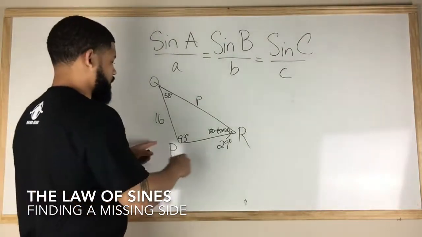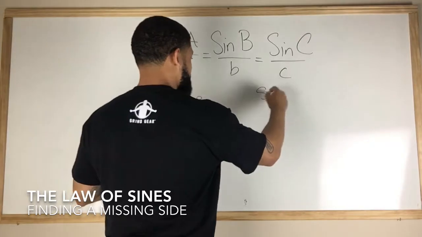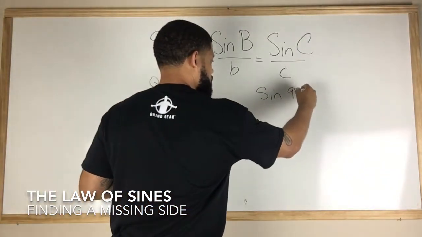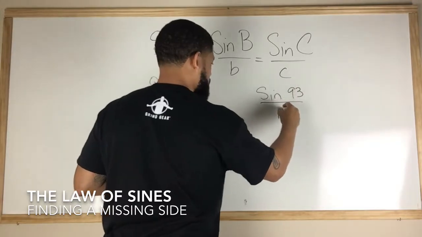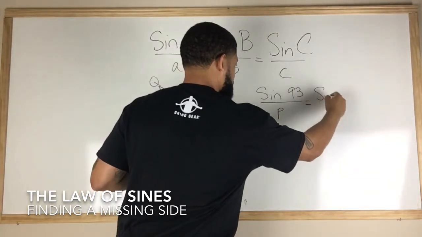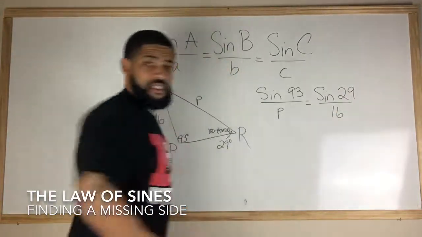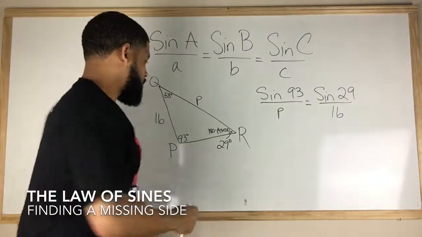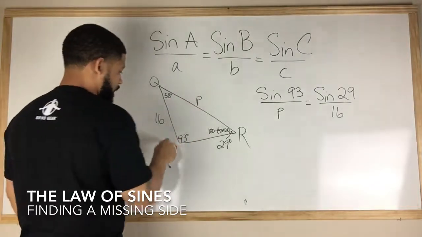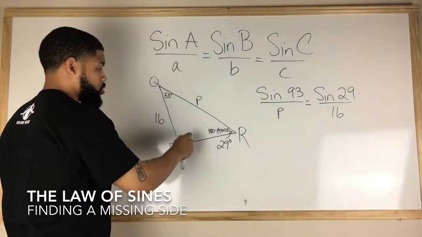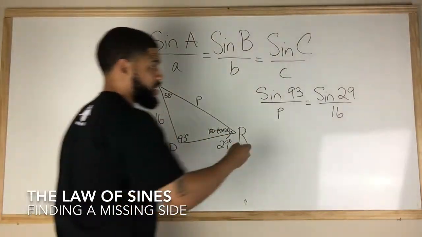We're going to say the sine, we'll start with P since it's first, of 93 over P is equal to the sine of 29 over 16. So we have the sine of 93 over P is equal to the sine of this angle over this side length.